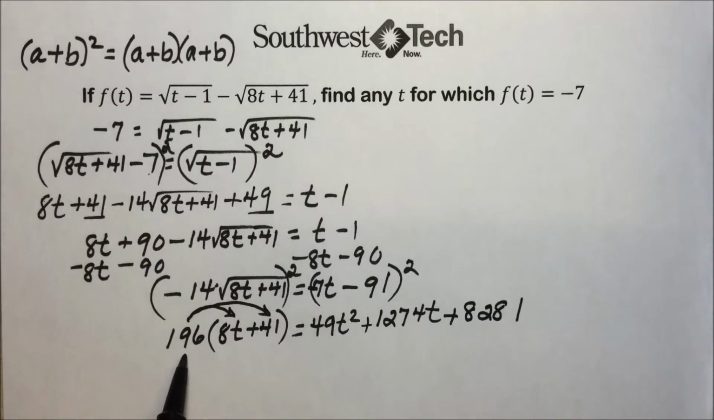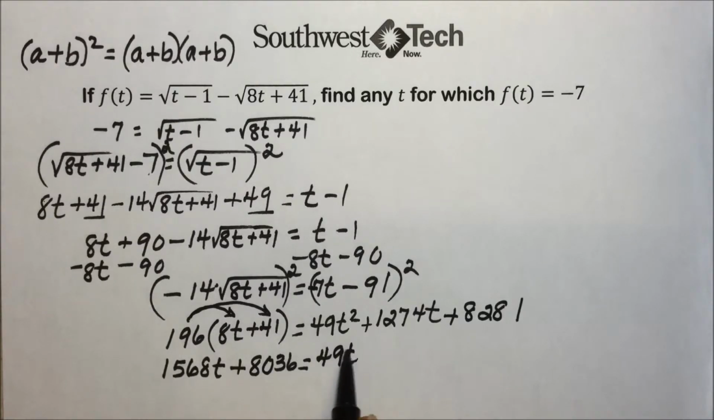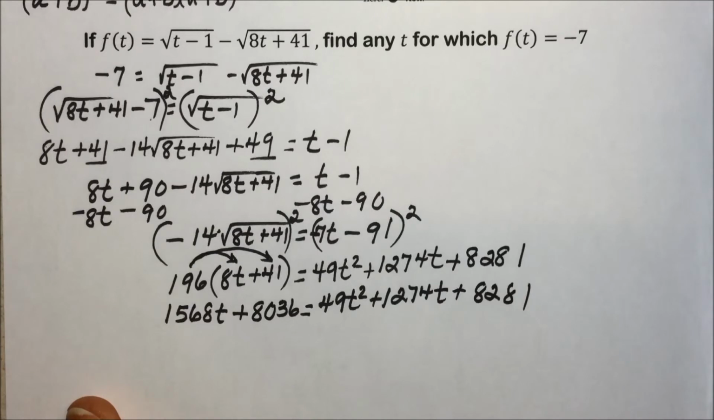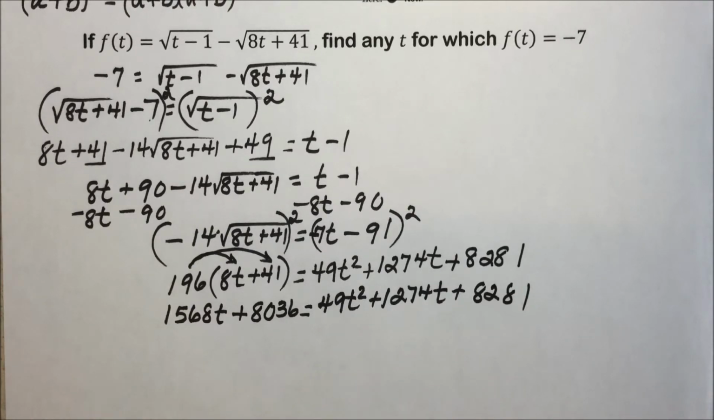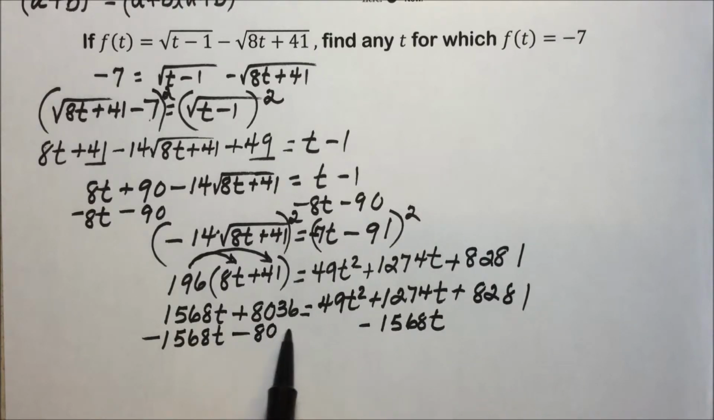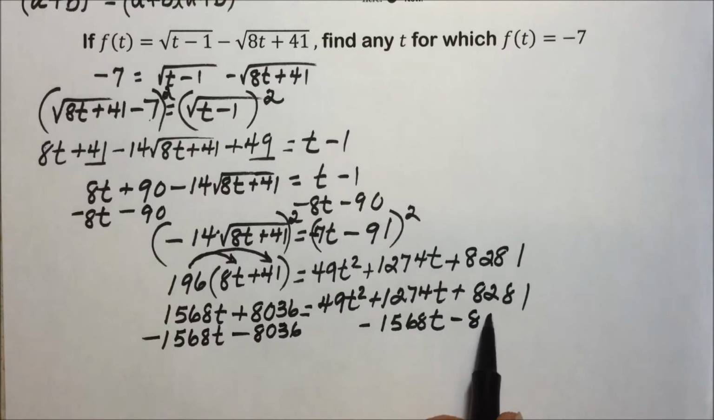Mission accomplished as far as radicals being eliminated, but we have a little bit of simplifying. Distributive on the left, 196 times 8t is 1,568t. 196 times the 41 is 8,036, is equal to this quantity that we have over here, 49t squared, plus 1,274t, plus the 8,281, kind of going uphill there. It looks like a quadratic equation. To solve this, let's get it in standard form. So subtracting 1568t from each side and subtracting 8,036 from each side.